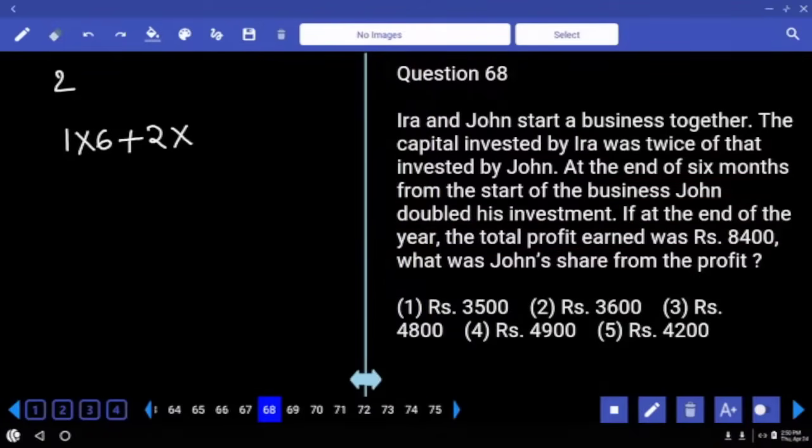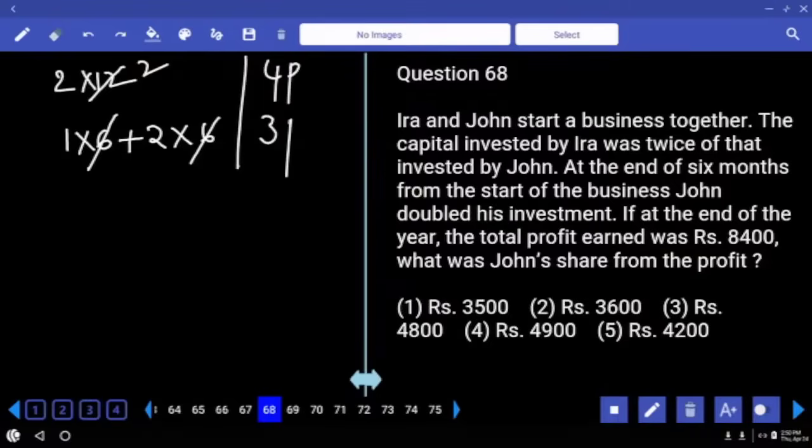So there is no change in Ira's investment, so that will be there for 12 months. John, 6 months over, remaining will be 6 months. Take 6 common here, 2 cancel. 6 common and then go for cancellation. Now we have 4:3. Ira gets 4 parts, John gets 3 parts. Total 7 parts. Total profit 8,400 is divided into 7 parts. That is 1 part value. Question is about John. John will get 3 parts.